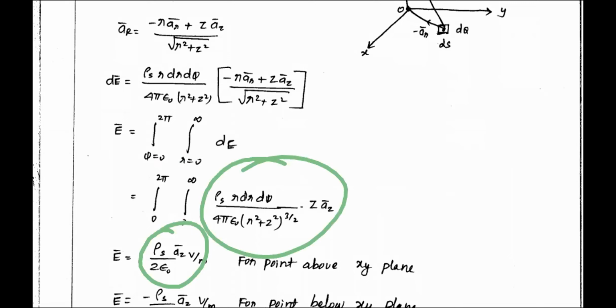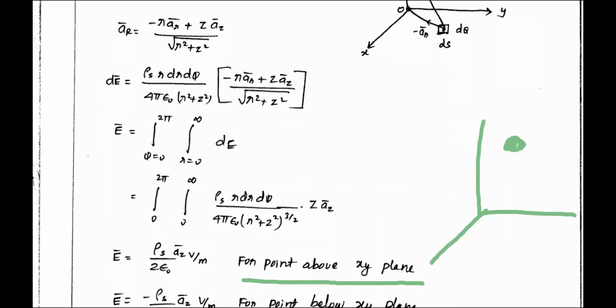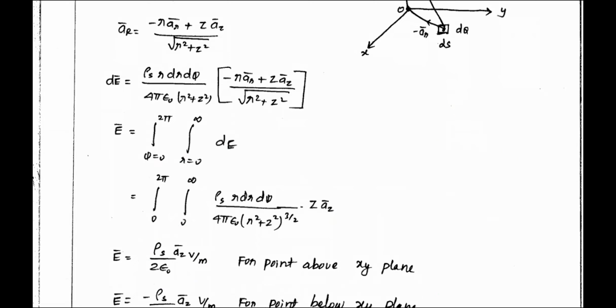What is your final answer? Finally, you should get rho s divided by 2 epsilon naught. And again, they have clearly given: if you choose a point above the xy plane, this is your xy plane, and you choose the point here, then your vector will be in this direction. If you choose below the base axis, your electric field will be in the opposite direction. That's why they have clearly given it.